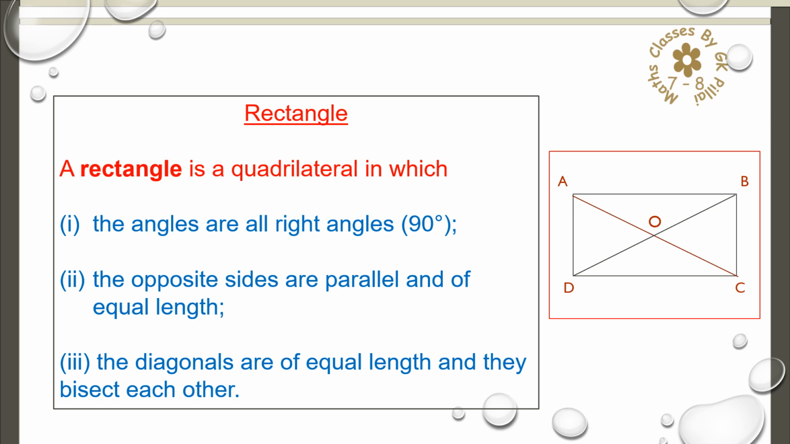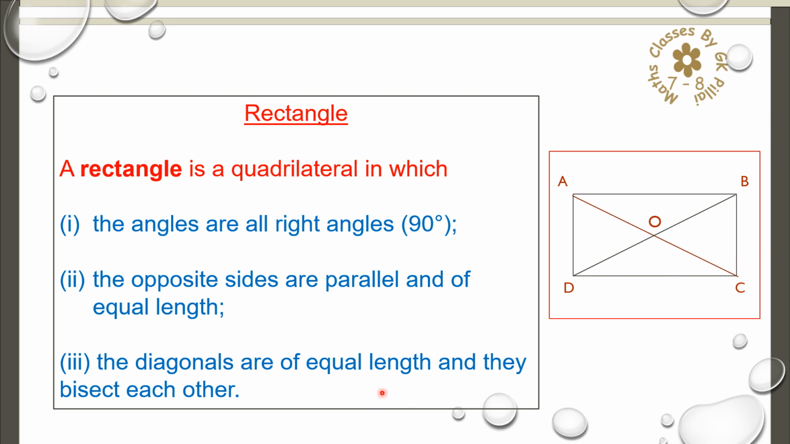Rectangles. This is the first quadrilateral we are going to deal with. You must have already dealt with rectangles in your earlier classes, maybe for finding the area of this rectangle, etc. A rectangle is a quadrilateral in which the angles are all right angles, 90 degrees each. All the angles are 90 degrees each. The opposite sides are parallel and of equal length. AB equal to CD and AD equal to BC. And they are parallel also. The opposite pairs are parallel.